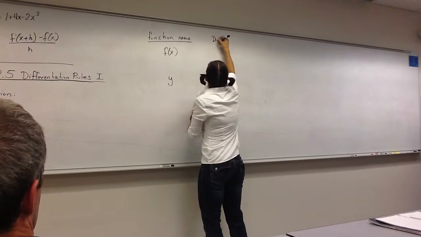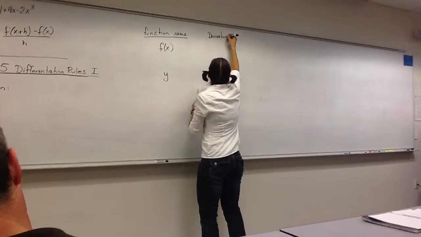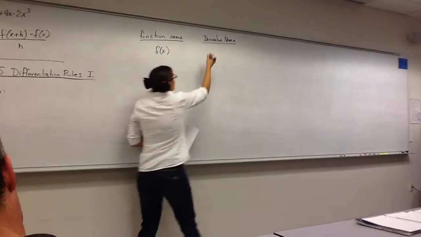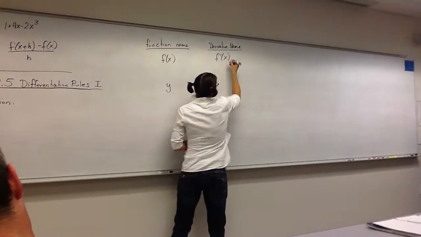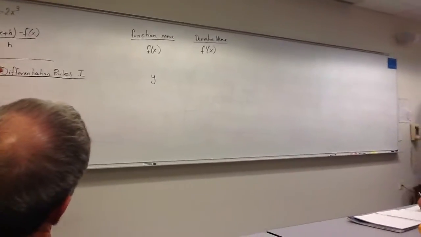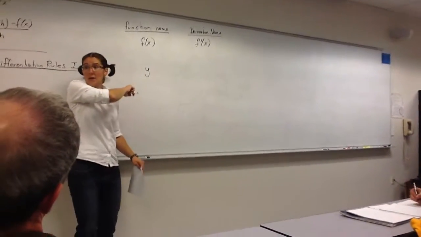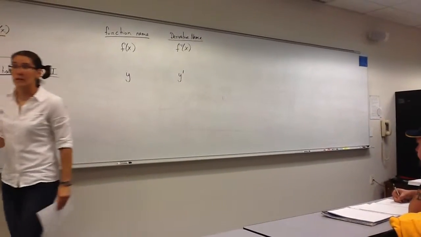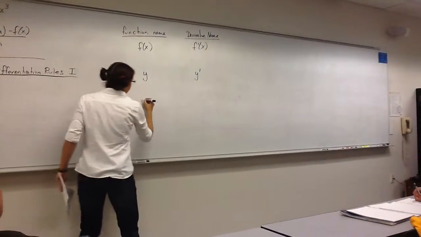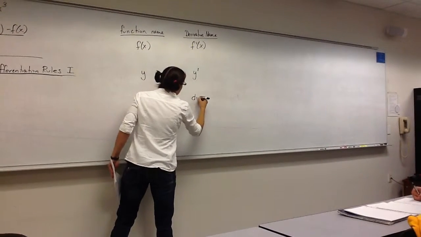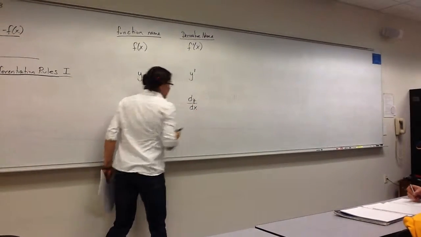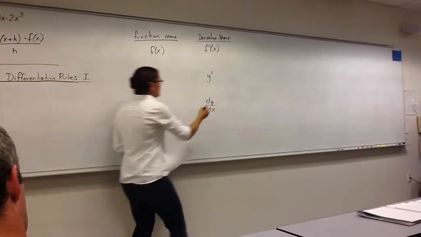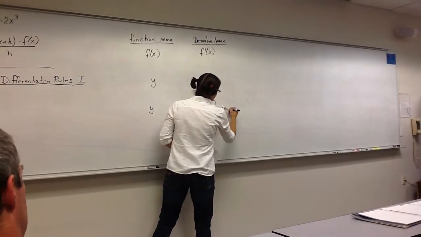So our derivative name for a function named f of x will be f prime of x. And that's the one that we've seen so far. Now, if your function is named y, then one way that we can call a derivative name is to call it y prime. And a second way is to write our derivative as dy over dx. Now, this notation here, this dy over dx, this is called Leibniz notation.